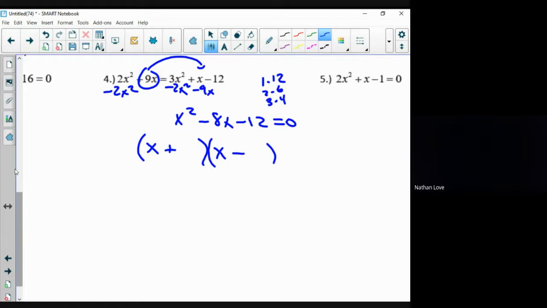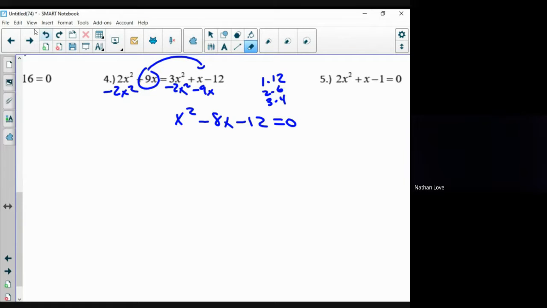There is no way that out of these numbers up here it's going to happen. Because 3 and 4 will give me a 1 when I subtract, right? A 2 and a 6 gives me a 4 when I subtract them, because one will be positive and one will be negative. And 1 and 12 will give me 11. So it will not factor. Even though it looked good, it doesn't factor.